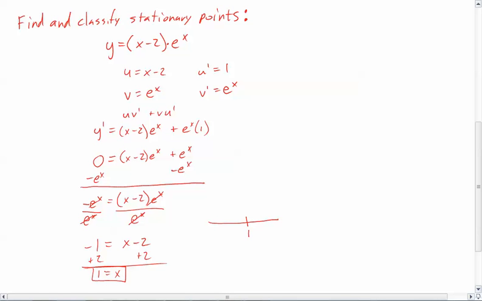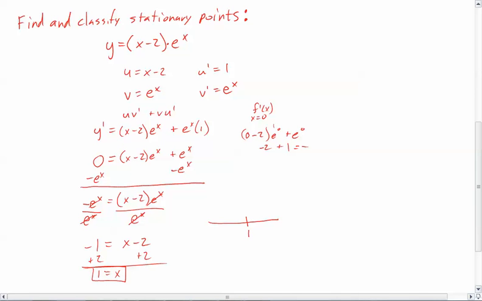Now I need to do a sign diagram. So I'll plug in some values to my derivative up here. Let's put in 0 because 0 is easy to work with. So 0 minus 2 times e to the 0 plus e to the 0, and that would be negative 2 plus 1, because e to the 0 is 1. So negative 2 times 1 is negative 2, plus 1. So I got a negative number when I put in 0 for x into the derivative function.